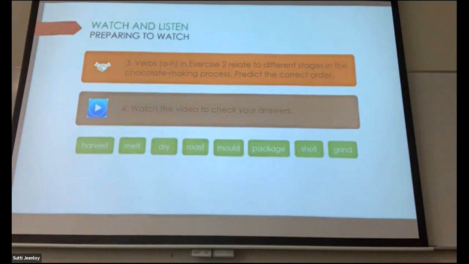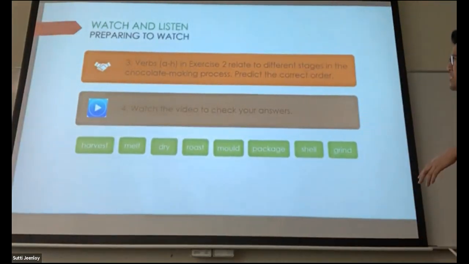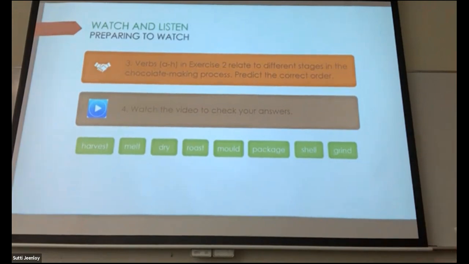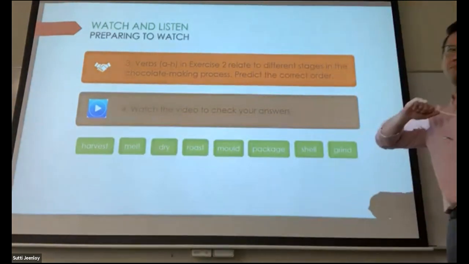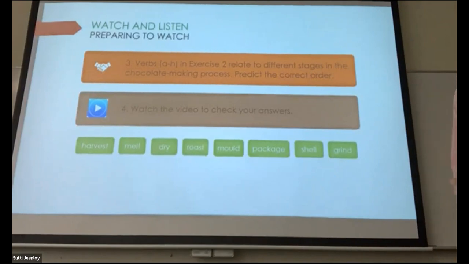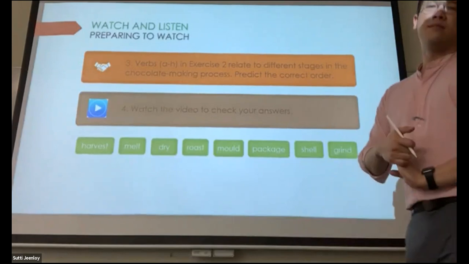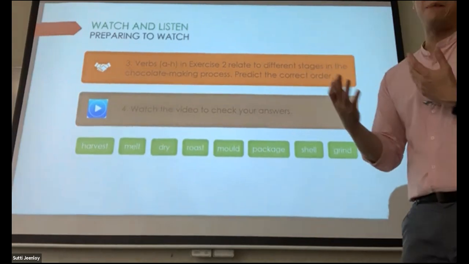Okay, now it says that verbs A to H in exercise 2 relate to different stages in the chocolate making process. Predict the correct order. Start from the beginning: harvest, melt, dry, roast, mold, package, shell, grind. Think about the order, which would happen first.